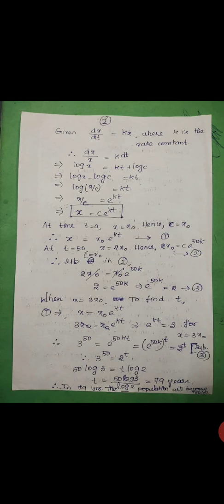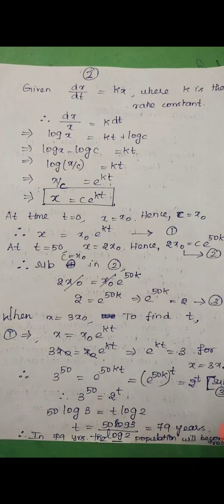What's our aim? We have to find the value of t, the number of years. We take the logarithm on both sides. Logarithmic rule: log of a power b is equal to b into log a. Here also we use the same. Then 3^50 can be written as 50 log 3 is equal to t log 2.